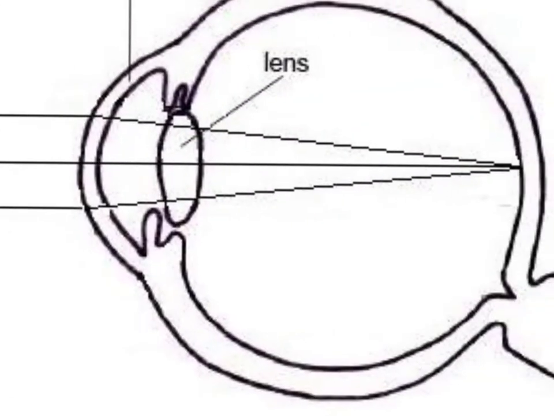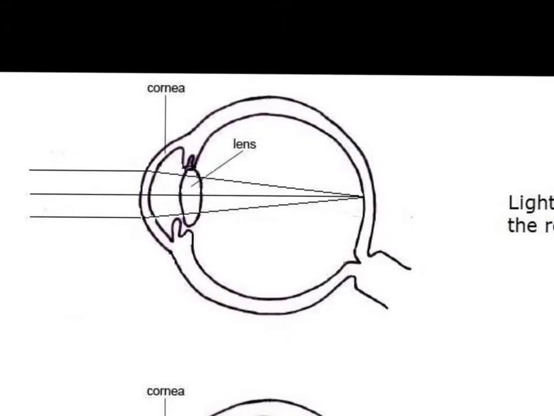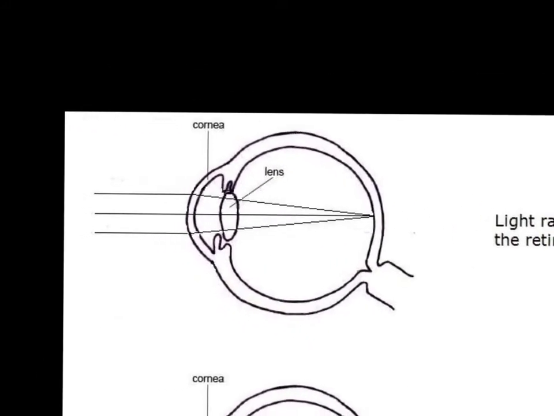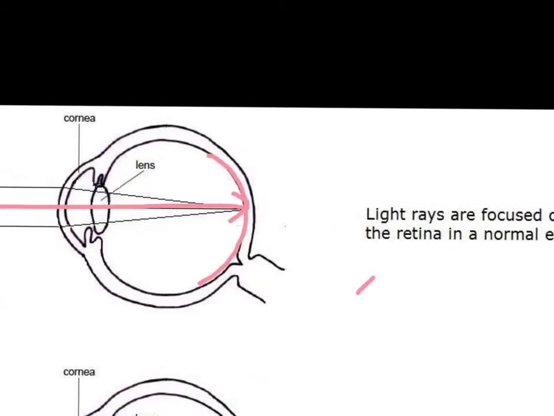Before we talk about the problems, let's talk about how an eye makes a focused image. Light enters the eye and the lens refracts it and focuses it against the retina, this layer of light sensitive cells against the back of your eye. If it's focused on that point, you will see a focused image.